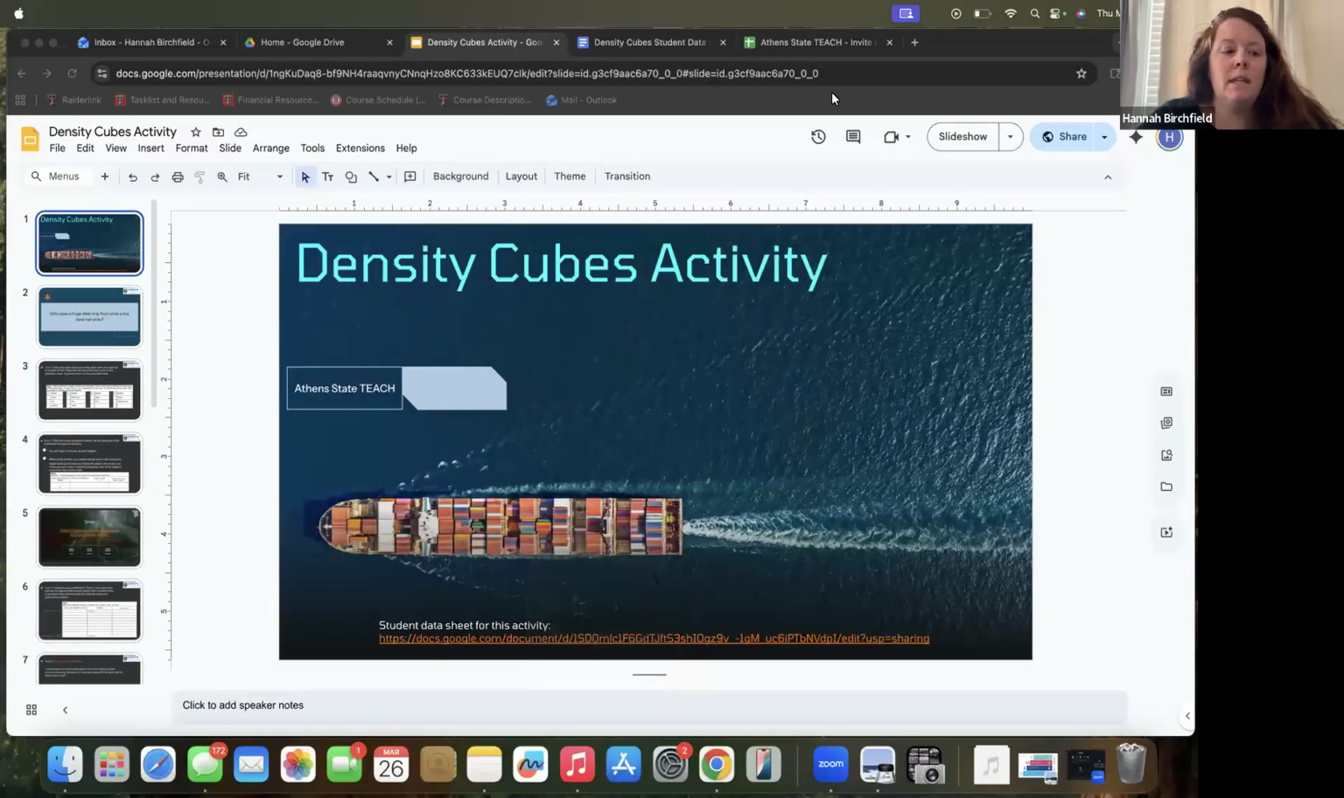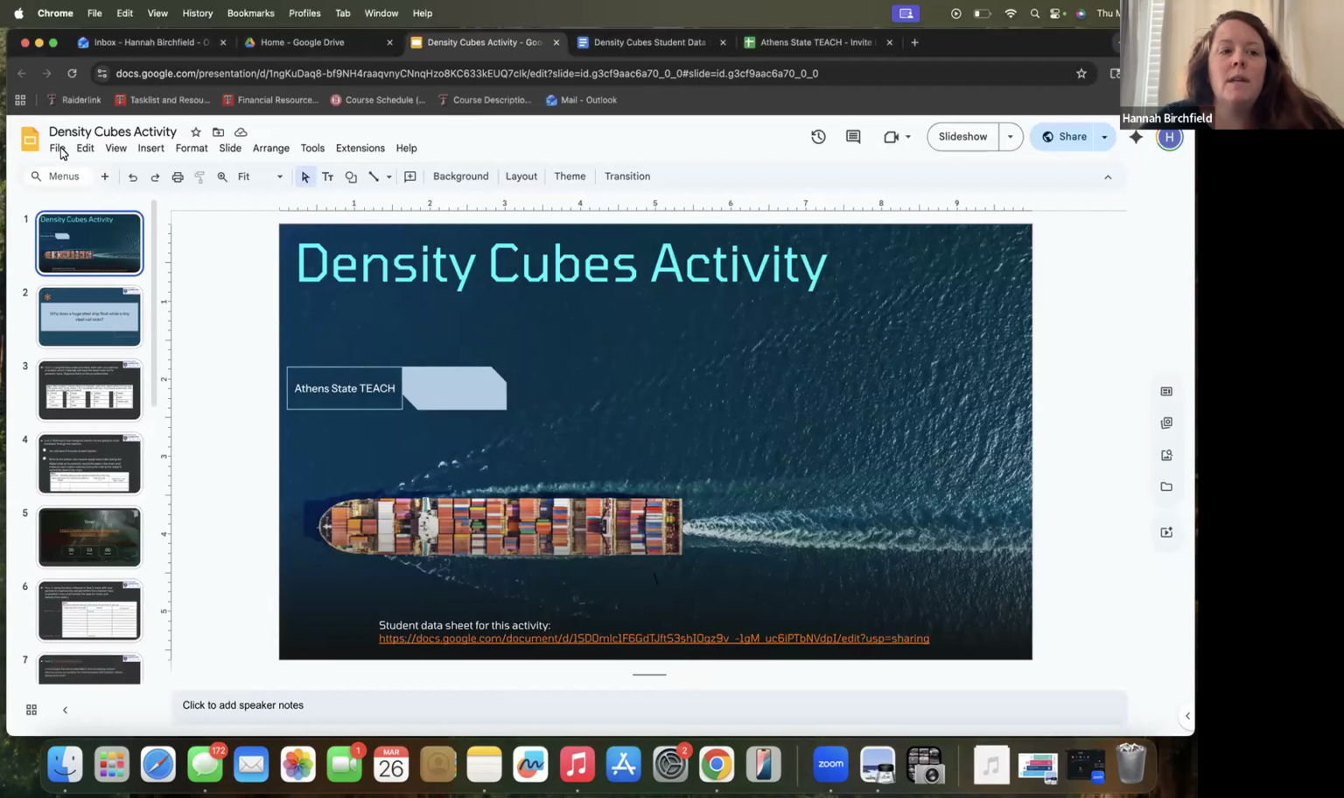Hey everyone, I wanted to take a few minutes to go over the density cubes activity. This is your second teach that you will do for your enrichment or your math classes or science classes, whatever you're assigned to for your field experience. This is the slide set, and I will share this with you in Canvas.